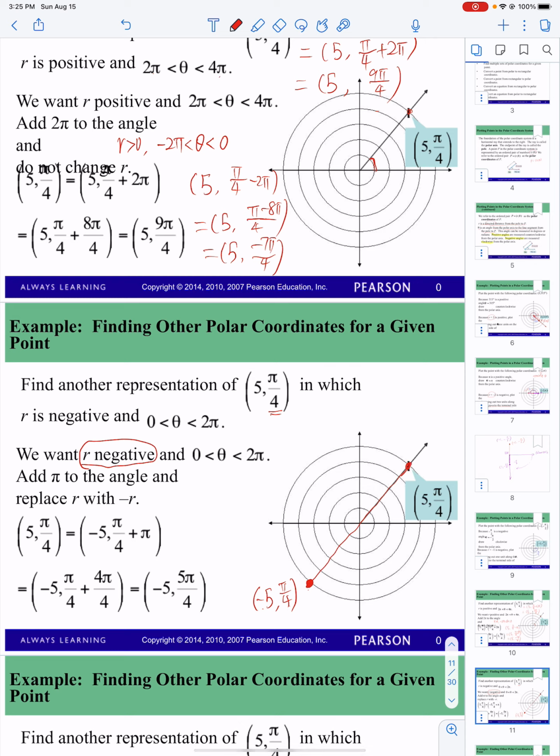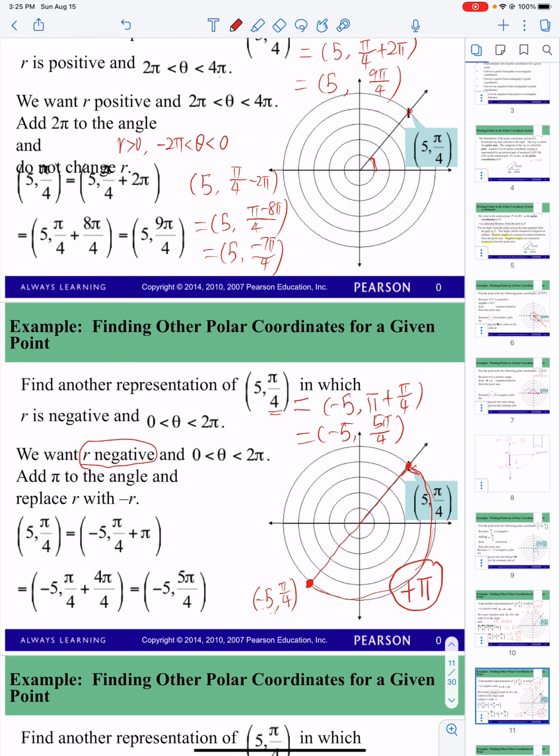Okay, so then what should we do? Because we wanted this point, yeah? And if your 5 becomes negative 5, it will be right here. So we cannot keep the same angle anymore. How could you make this point come here? So we keep it negative 5, yeah? But what do you need to do? Plus pi. Because this is pi, yeah? So pi plus pi over 4. It will be negative 5, 5 pi over 4.